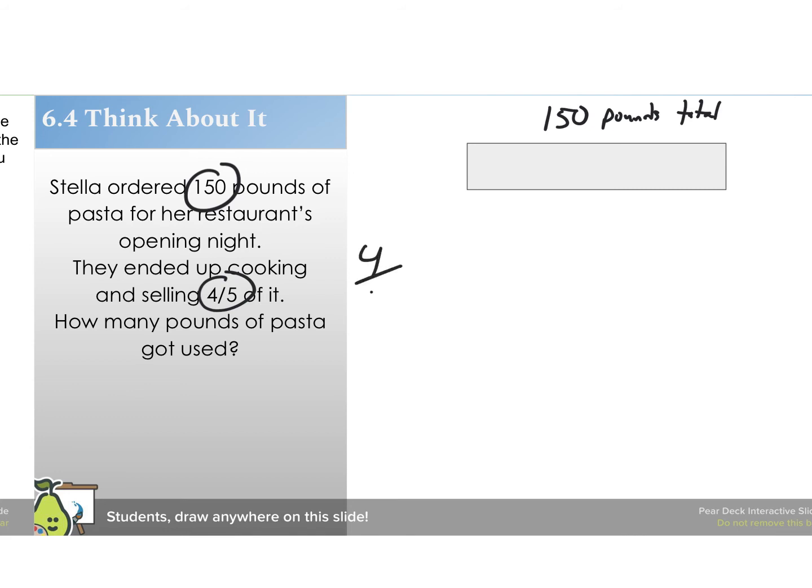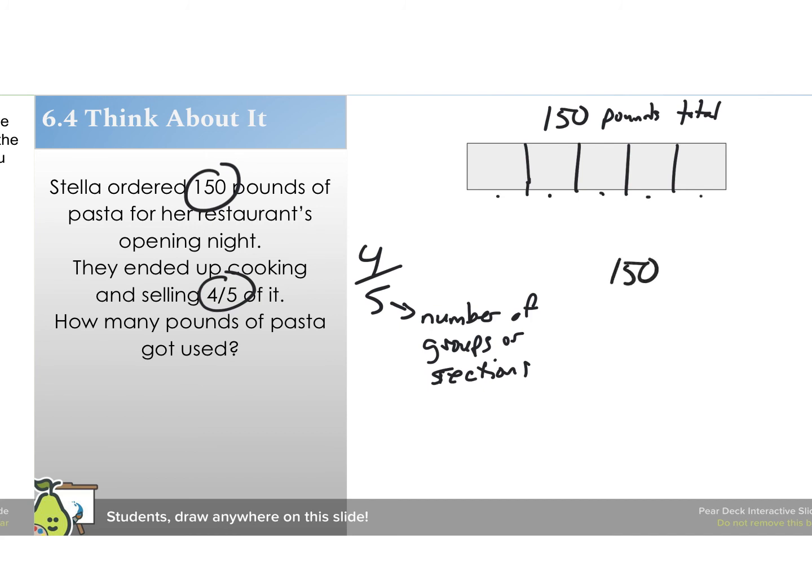So if you have 4/5, then the bottom number is the number of groups or sections. So we're going to split this tape diagram into 5 equal parts. It doesn't need to be perfect. It needs to be approximately 5 equal parts. In order to find out how big each section is, you're going to go 150 divided by 5 sections is 30. So each section is 30 pounds.